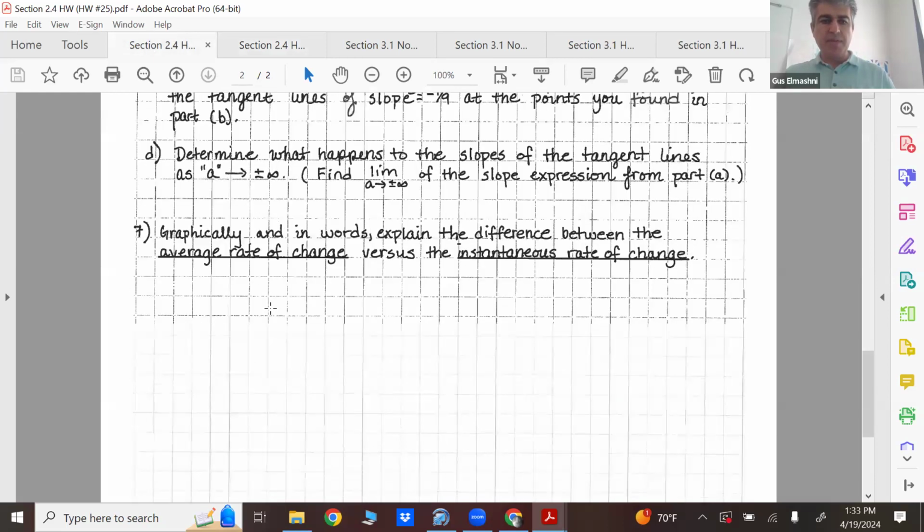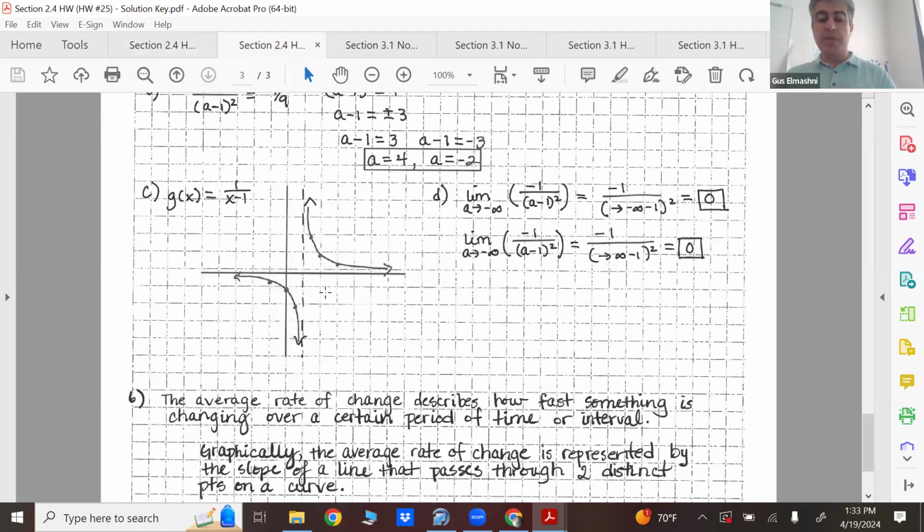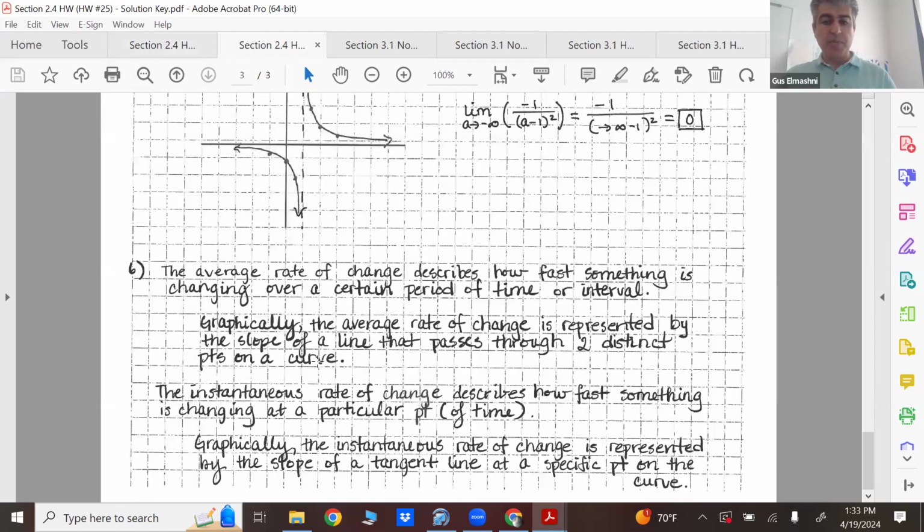And then lastly, number 7, graphically and in words, explain the difference between the average rate of change and instantaneous rate of change. So average rate of change is the slope of the secant line. The instantaneous rate of change is the slope of the tangent line. There's a difference between the two. And it's also how fast somebody's moving at a particular time for instantaneous rate of change. For average rate of change, it's on average. What do you see as a rate of change on average between 2 distinct points?